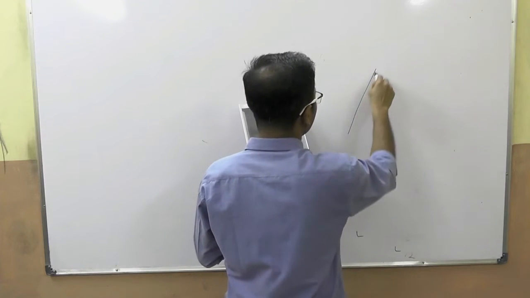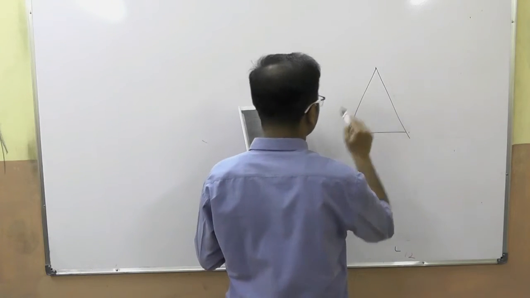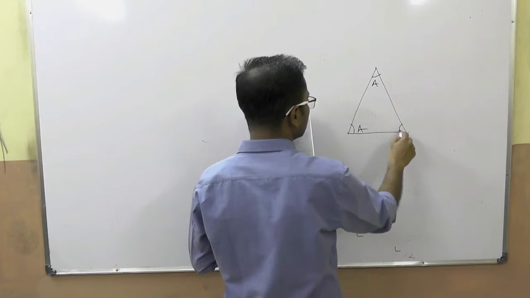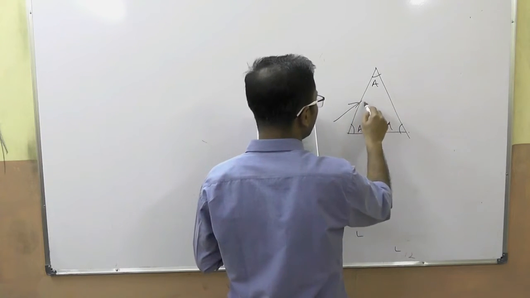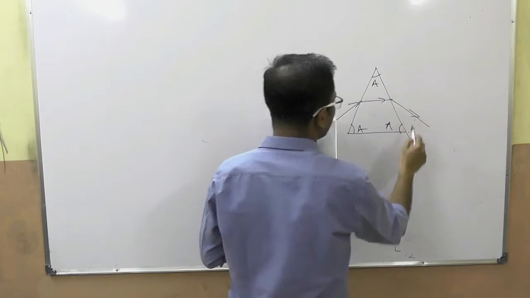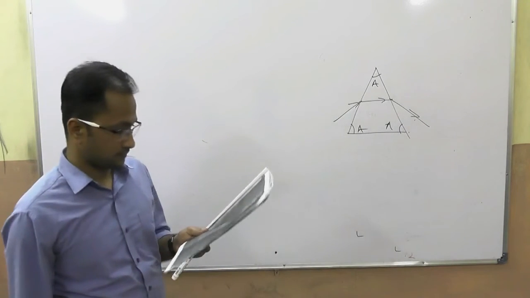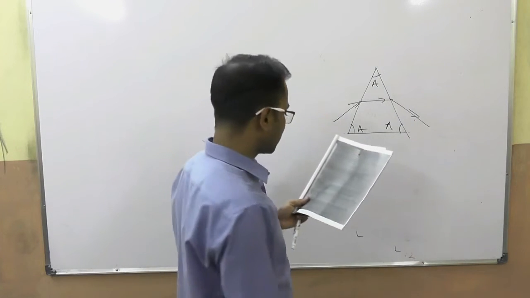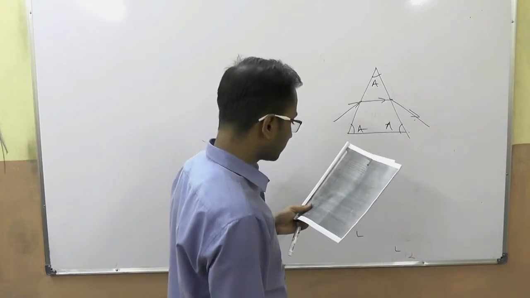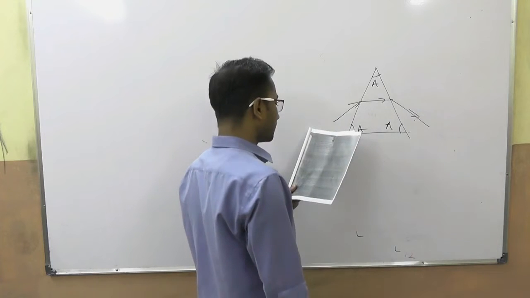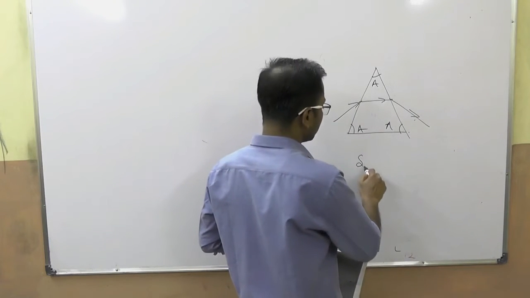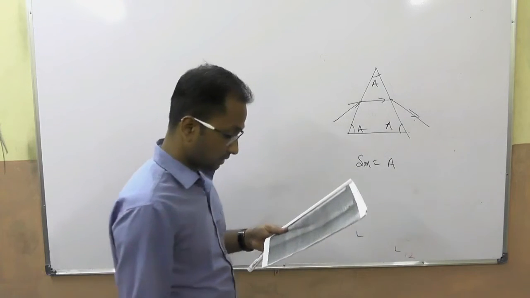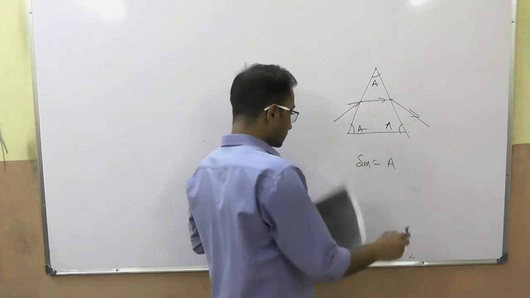Equilateral prism. Suppose this angle is A, this is also A, this is also A. This is the incident ray, this is the emergent ray. Find the value of the refracting index of the material of the prism. It is given that the minimum deviation is equal to the angle of the prism, that is, delta minimum is A. So the question is about the refractive index.